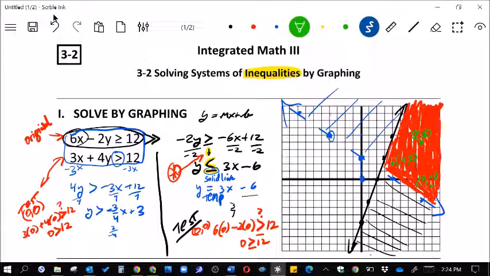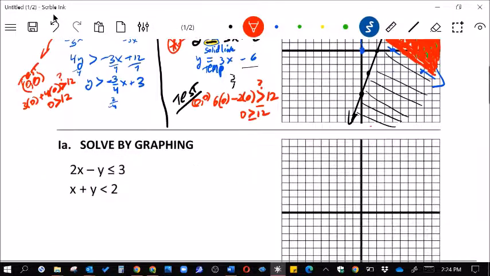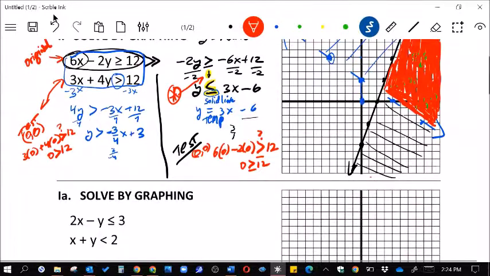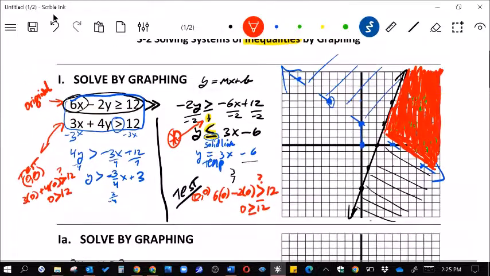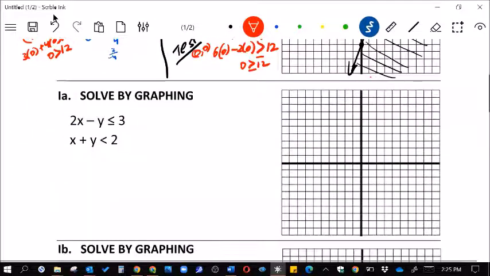So the shaded area, and that's what you need to do, is show shaded areas. I'll just go over those because I don't want you to think that you should give me points. You just have to show this physically. And that's how you solve by graphing, is showing the area there, the shaded areas. Okay, now there is another one that we're going to do. That's one. Let's do this one.